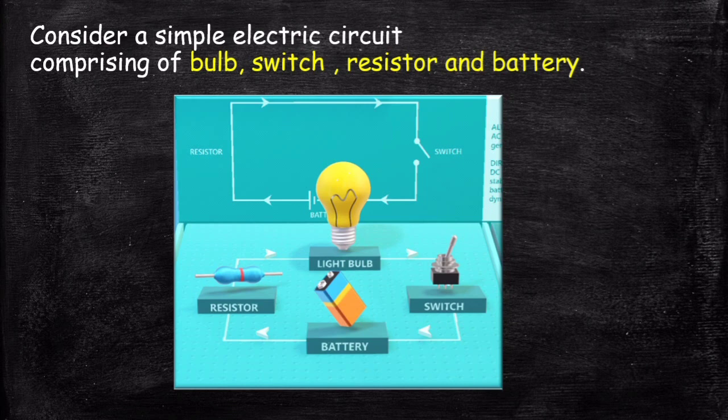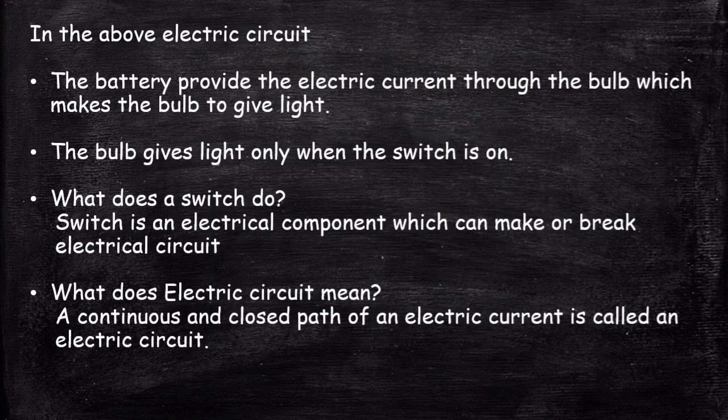Students, consider a simple electric circuit comprising a bulb, switch, resistor and a battery. These are all interconnected by wires. Now, how do we make the bulb glow? In the above circuit, the battery provides electric current by which the bulb starts glowing. The bulb glows only when the switch is on.